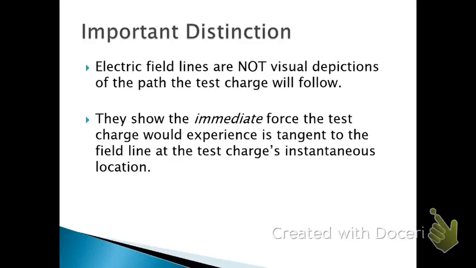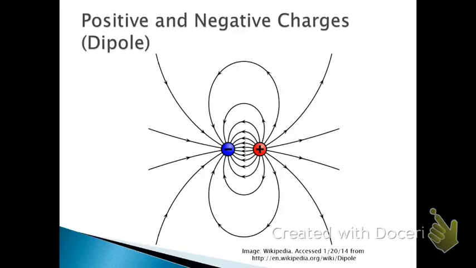Now, a couple of quick distinctions. Electric field lines are not necessarily the path that the electron, or proton, or whatever the charged particle is going to follow. In fact, it's usually not. It's just the direction at that point in space, exactly the way it's going to be feeling a force. So here are a few examples. If you have a positive and negative charge, the lines go away from positive and toward negative.